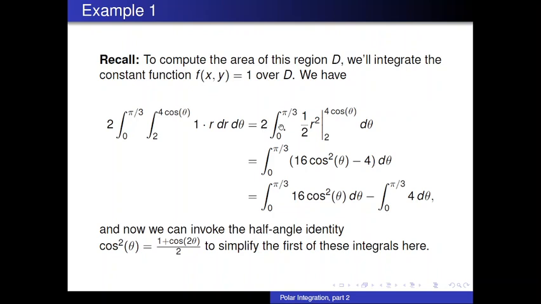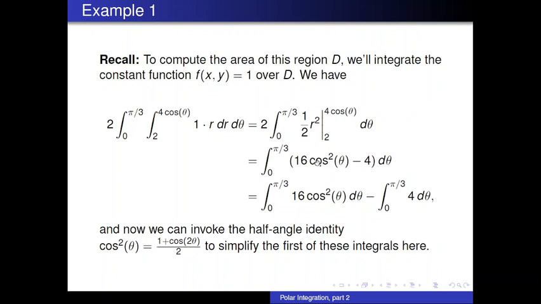So let's see what we get. We have 2 times the integral from 0 to pi over 3 of, well, the integral of r is going to be 1/2 r squared. Then we're going to evaluate that guy at 4 cosine theta and at 2 and take the difference. Notice here that the 2 out front and the 1/2 here can just combine together and cancel each other out. So we'll actually get rid of the 2 right off the bat. 4 cosine of theta all squared gives me 16 cosine squared theta. And 2 squared gives me 4. So we have the difference of these two.